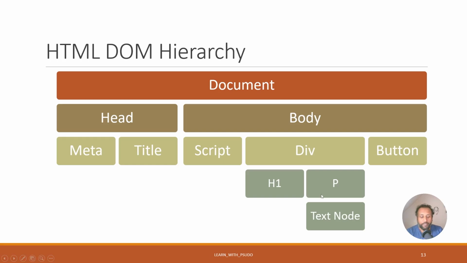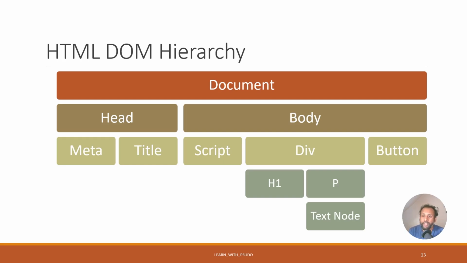Coming to the second part, the body, this is where we will be working the most with our Selenium. So it has three components. On the first level, it's the body in itself. On the second level, it has script. It can have a division tag. It can have multiple buttons as well. You can also have buttons inside your division tag.